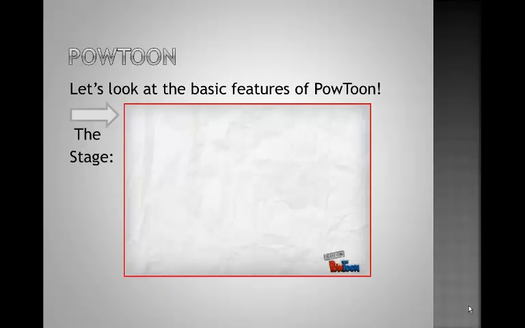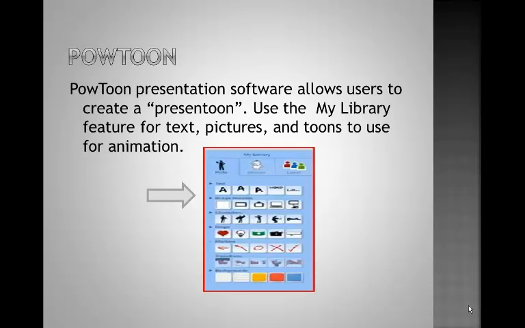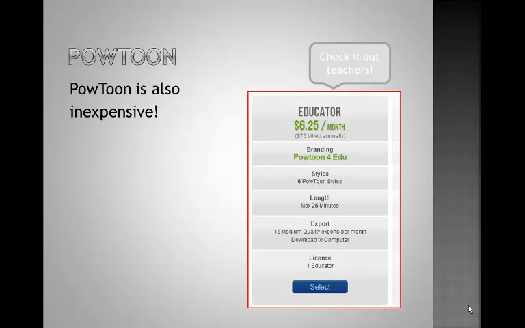Check it out, teachers. Let's look at the basic features of Powtoon. The first feature is the stage. This is like a blank slide. Next, you have the menu panel. Then, Powtoon presentation software allows a user to create what we call a Presentoon. You can use the My Library feature to add text, pictures, or tunes to use for animation. Powtoon is also inexpensive.